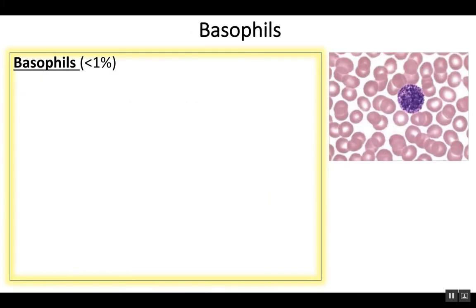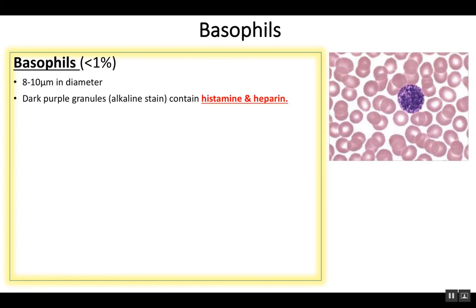The final granular leukocyte we will learn is the basophil. The basophil is the rarest, less than 1% on normal blood tests. They're 8 to 10 microns in diameter. Their distinct characteristic is their dark purple granules scattered throughout the cell. In fact, they make it very difficult to identify a nucleus. Inside their little granules, their little vesicles, are molecules such as histamine and heparin.